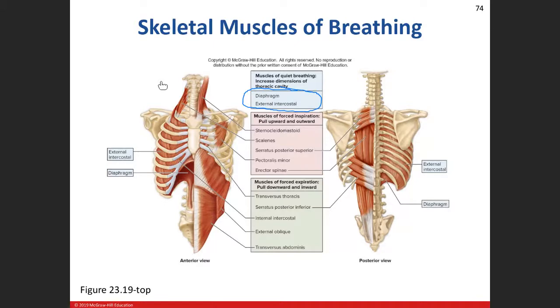Hopefully you'll find the respiratory system as exciting as I do. If not, I apologize. Otherwise, have a wonderful week.